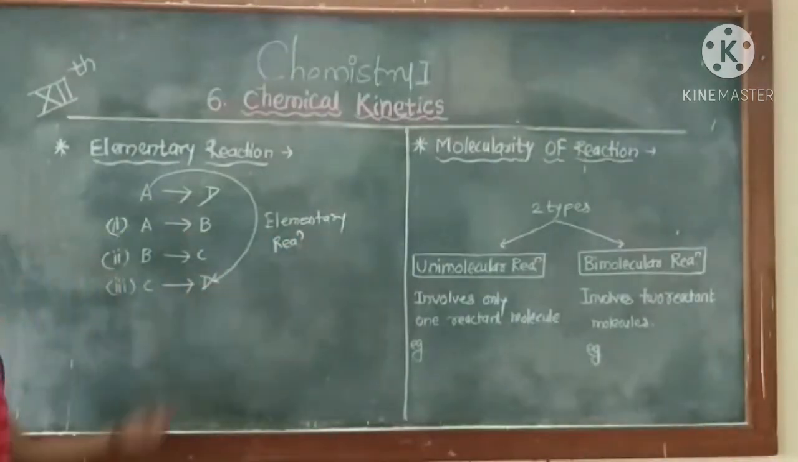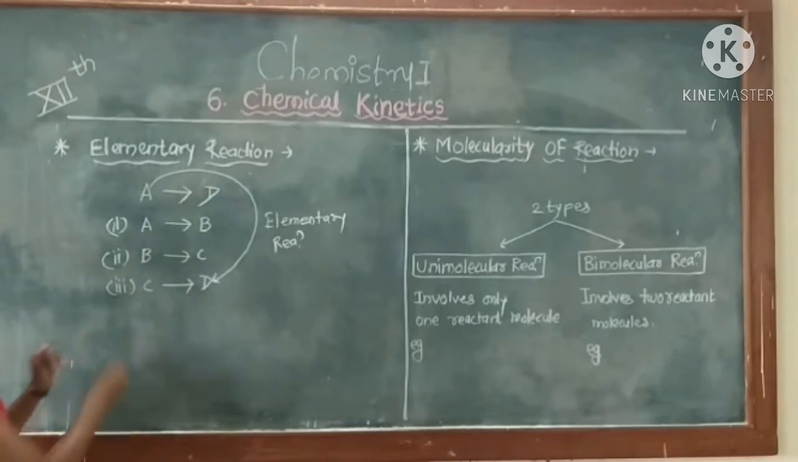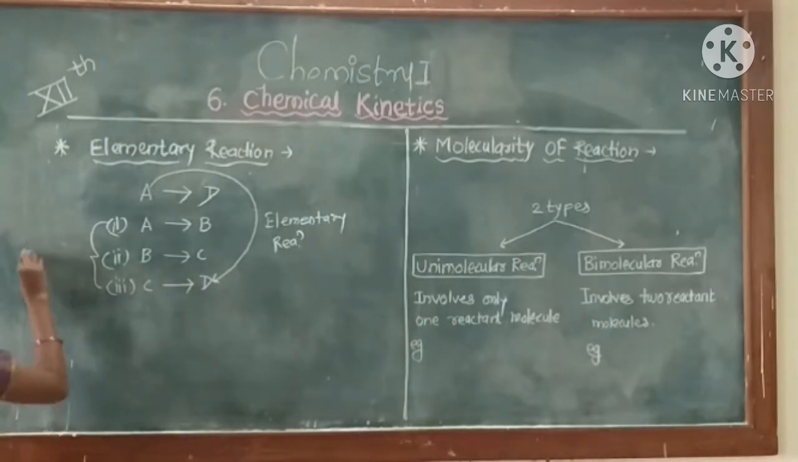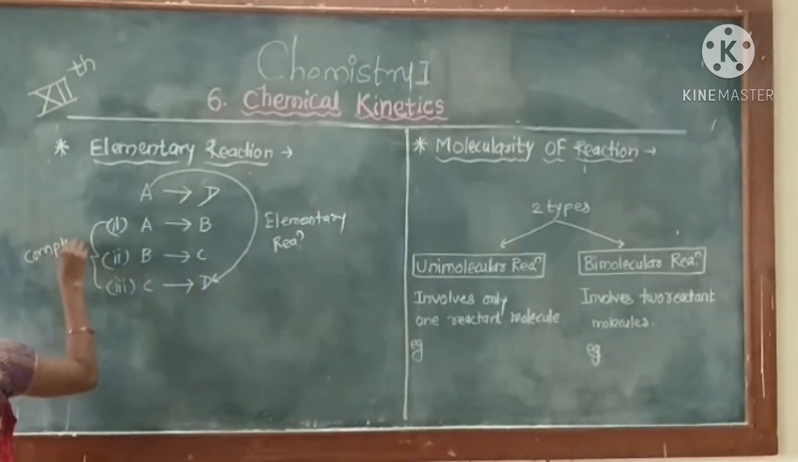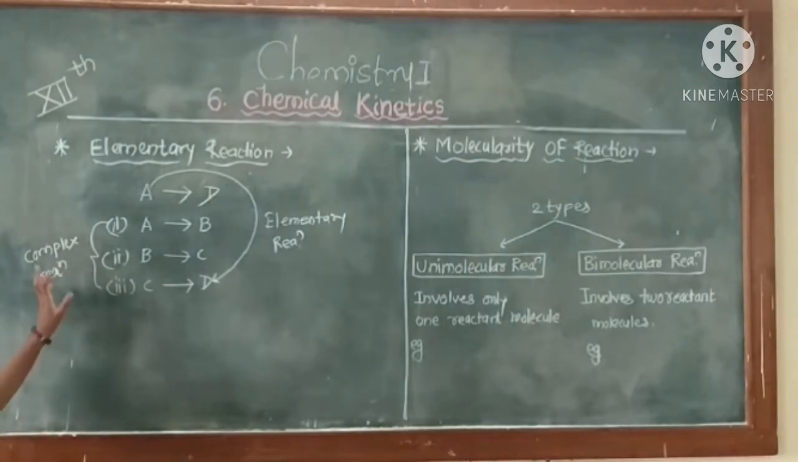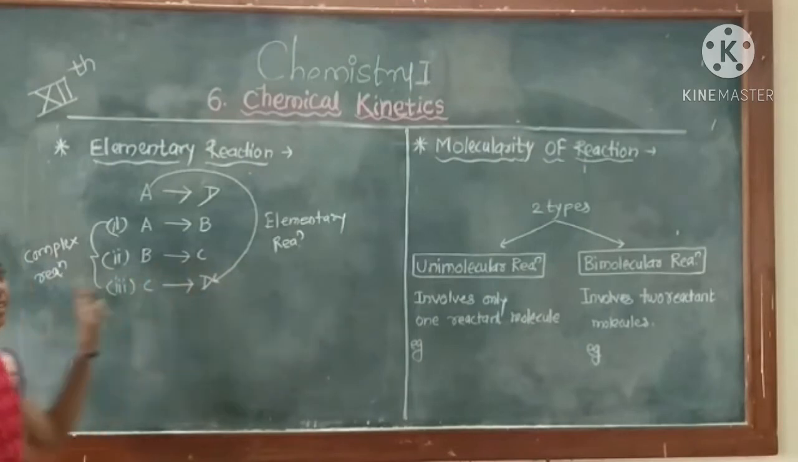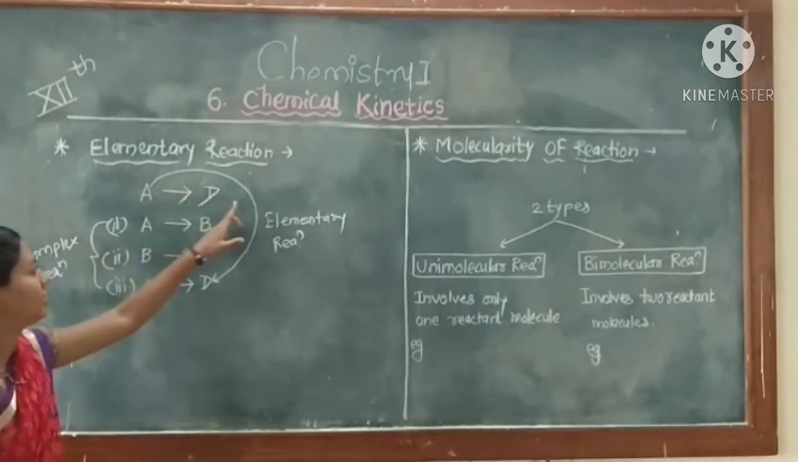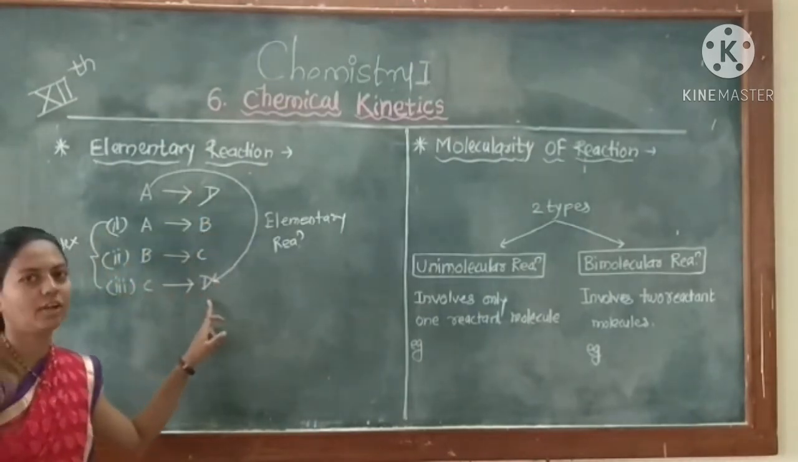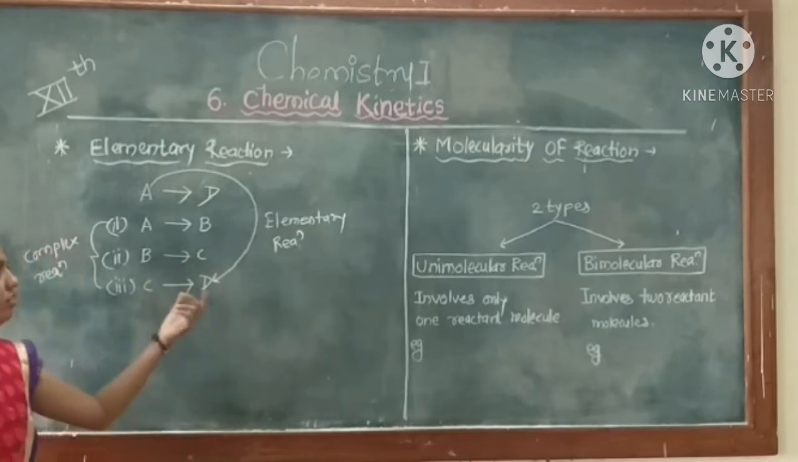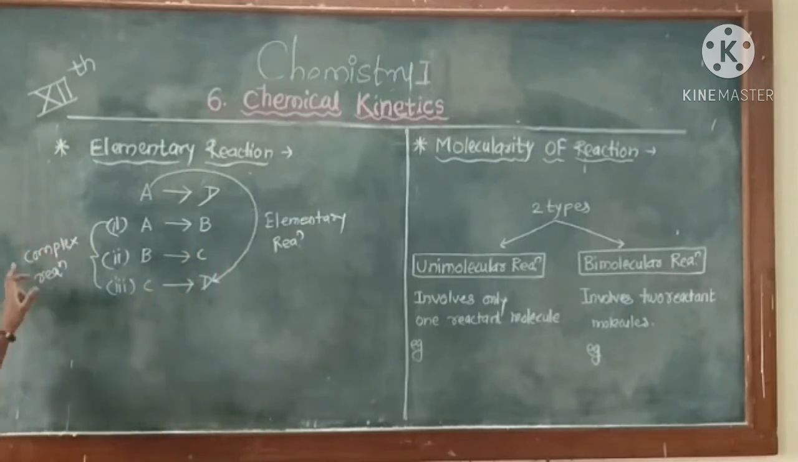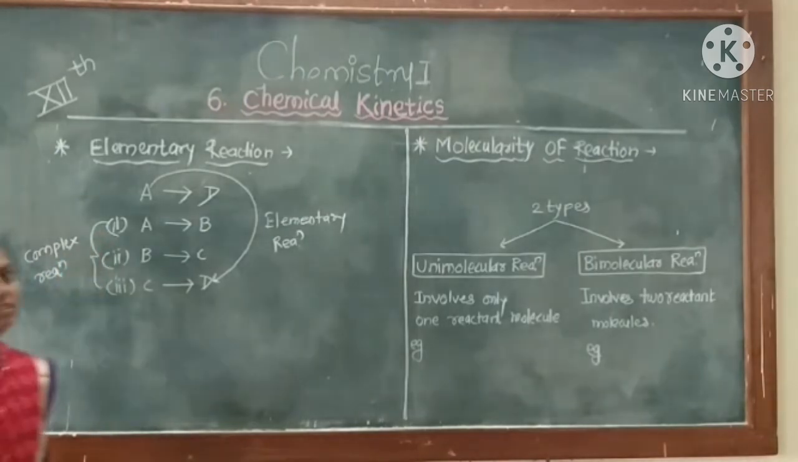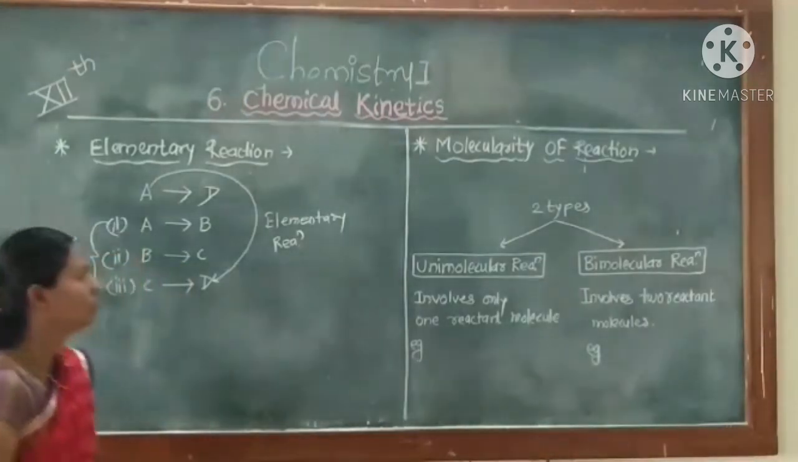A directly gives the product D and cannot be broken down into other simpler steps. And when these three steps are followed by the reaction, it is called a complex reaction. That means in reactions there are two types, elementary reaction and complex reaction. An elementary reaction occurs in a single step and cannot be broken down into other simple steps, while a complex reaction is formed in more than one step.